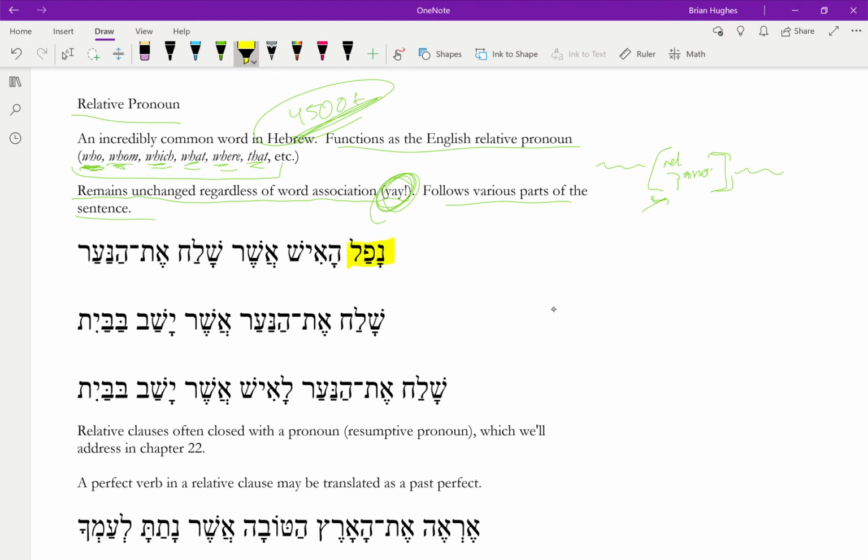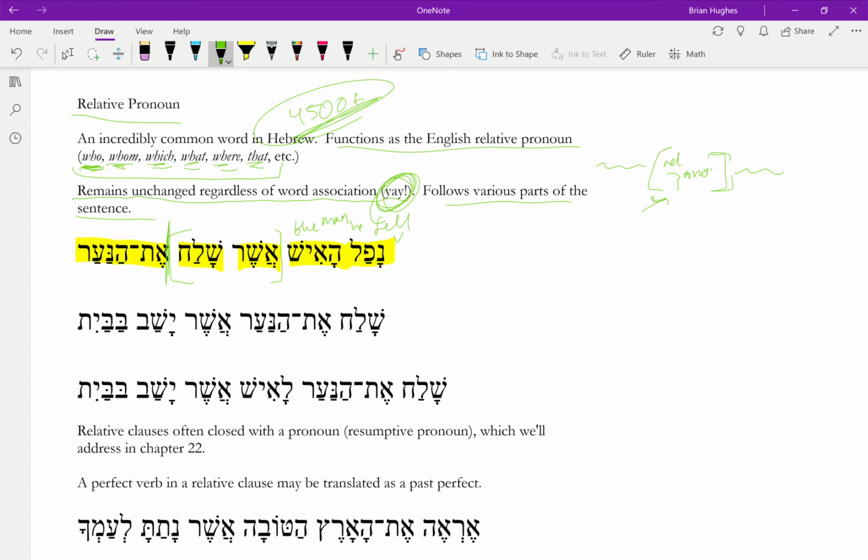So, nafal, ha'ish, asher, shalach, et hana'ar. This is going to complicate the exercise I gave you earlier, but let's talk about the verb. So here we have the verb. It's a Qal perfect 3ms from nafal, which is to fall. So he fell. Ha'ish, the man, fell. And then we find our definite direct object marker. But then we get this asher here.